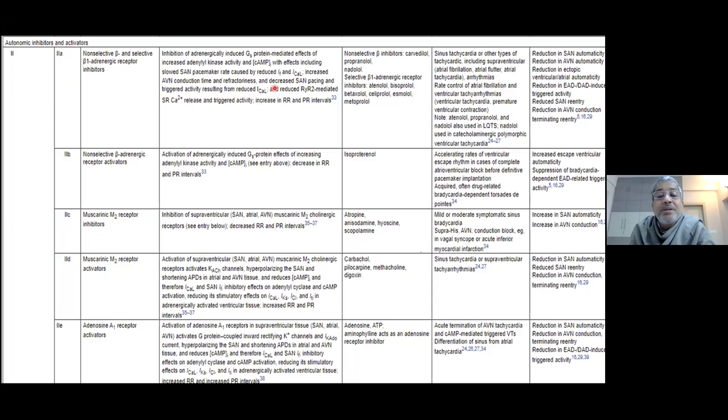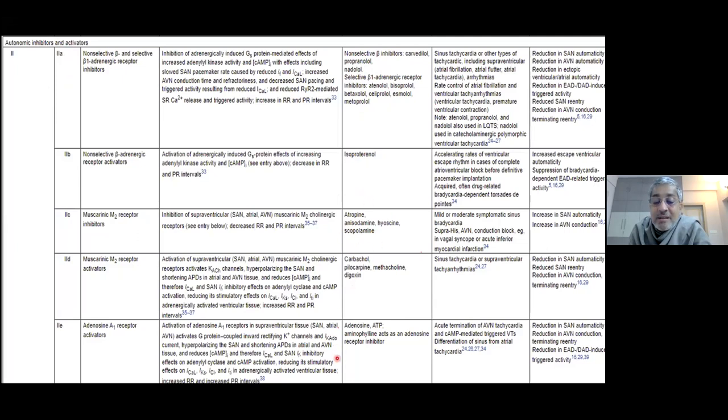Now, what are the other autonomic inhibitors or activators? Like the beta blocker, which we have discussed. Beta blockers we all know, and these are the ones we use mostly: carvedilol, propranolol, bisoprolol. Although many names have been written here, isoproterenol is only to be given temporarily for increasing the heart rate. And these we don't use.